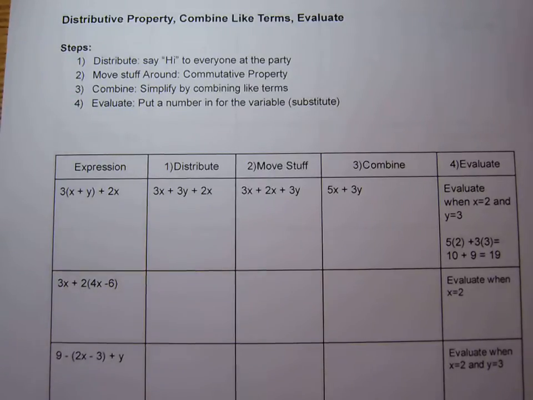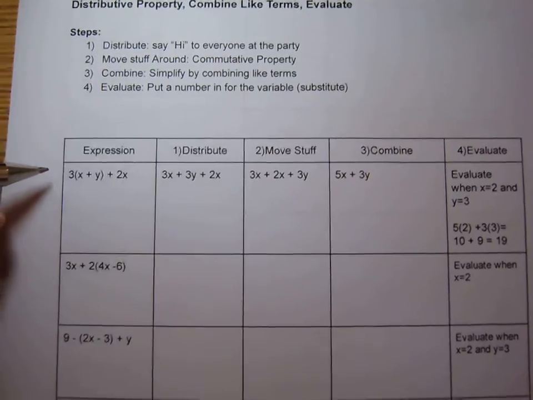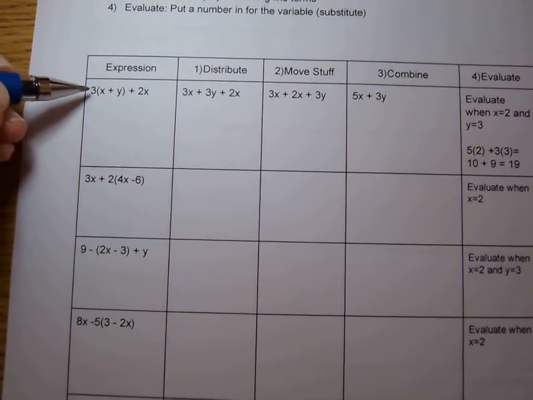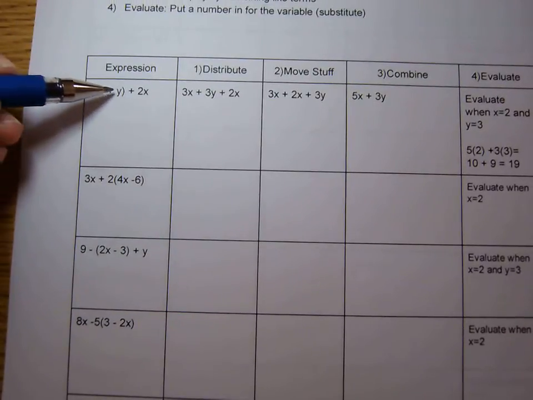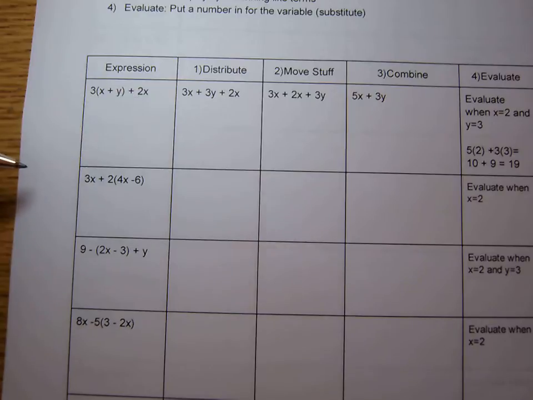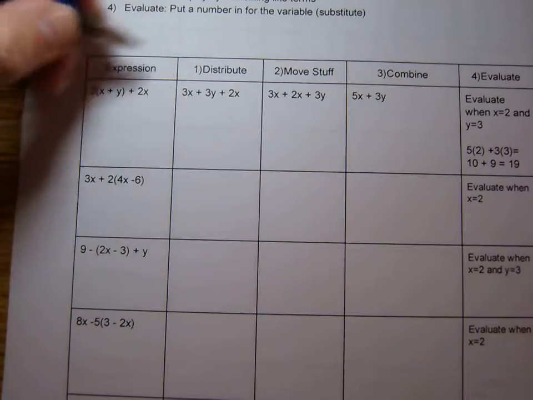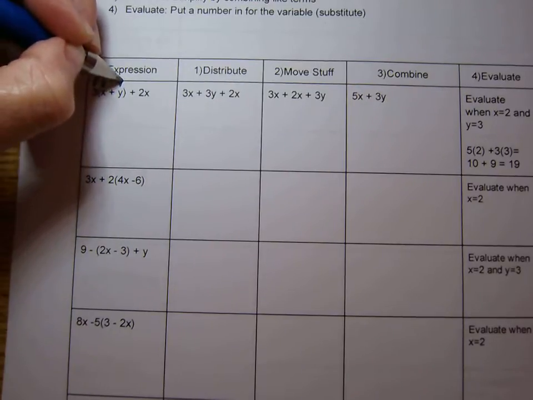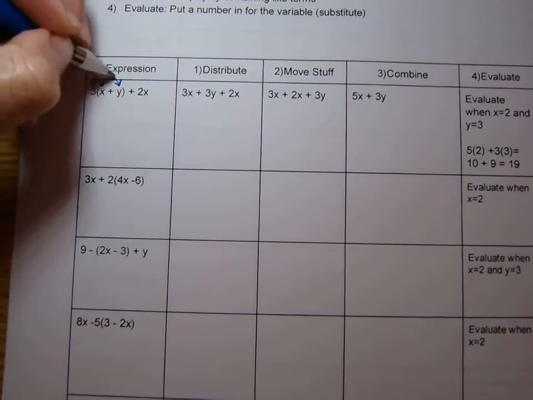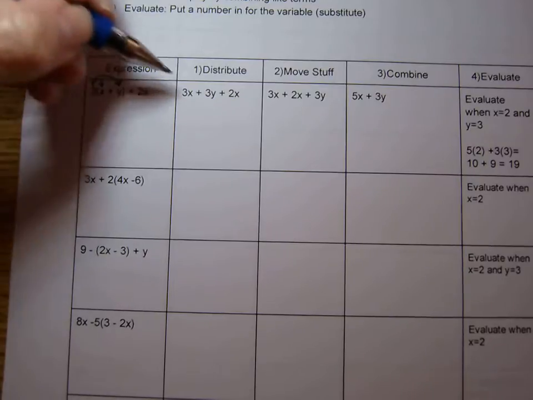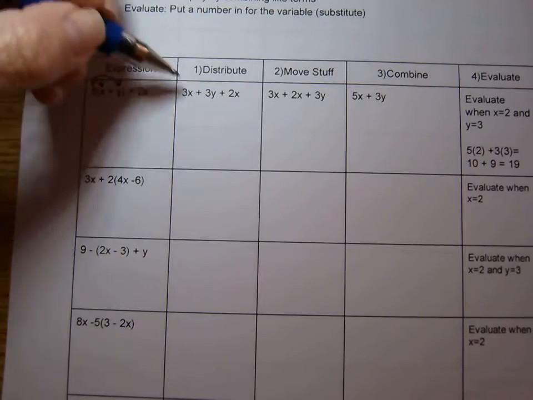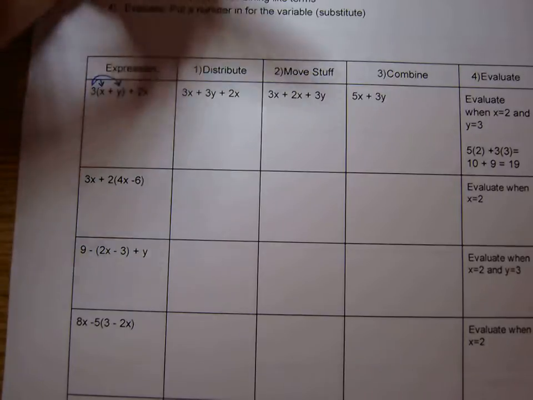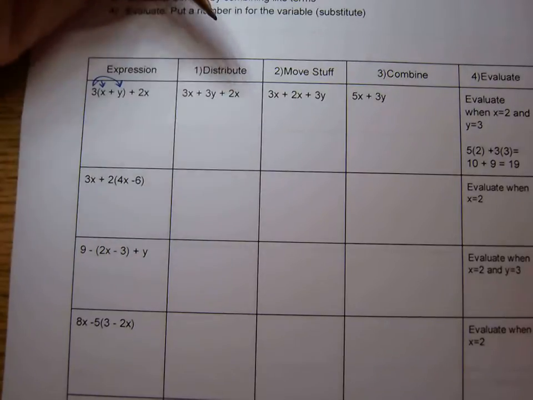We got this. The first one is the expression 3 in parentheses x plus y, plus 2x. The very first thing they did was distribute. This is the example. You're going to put that 3 in the cage with them, 3 saying hi to everyone at the party. So we end up with 3x plus 3y. And then that plus 2x just hangs out right there.